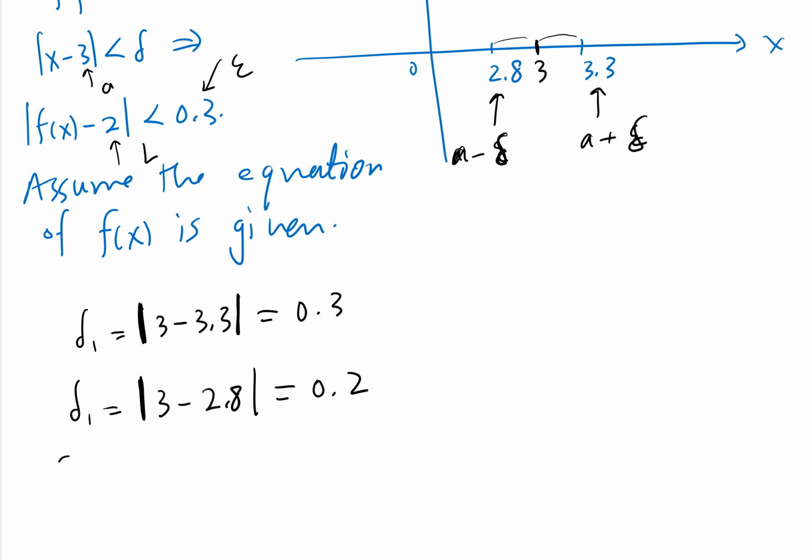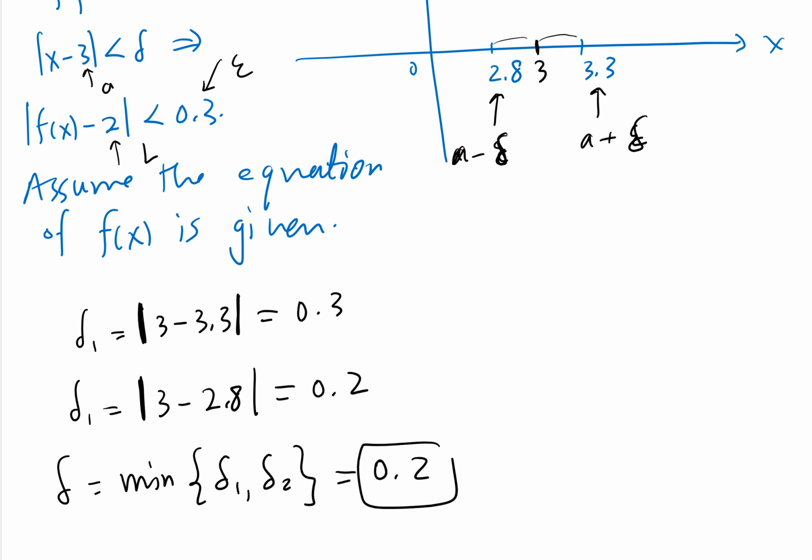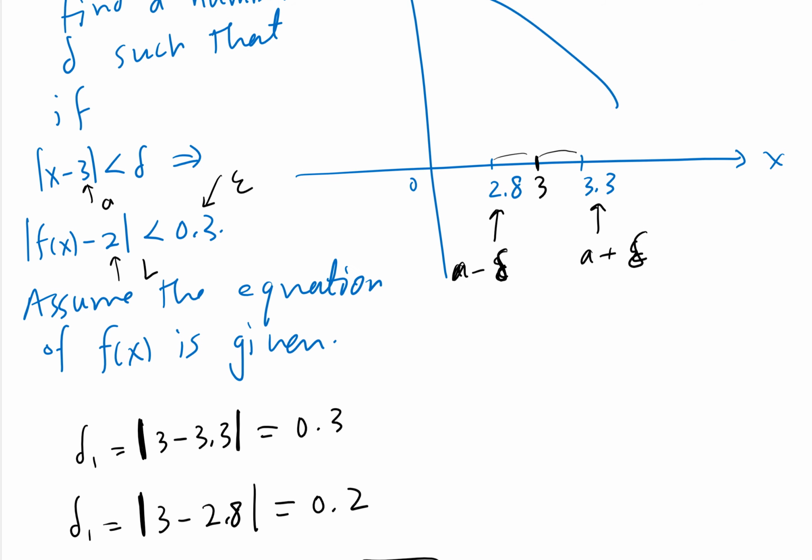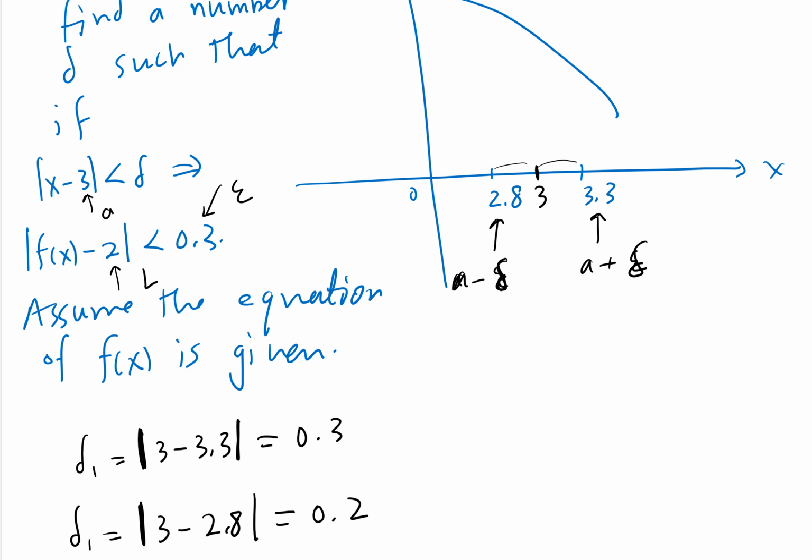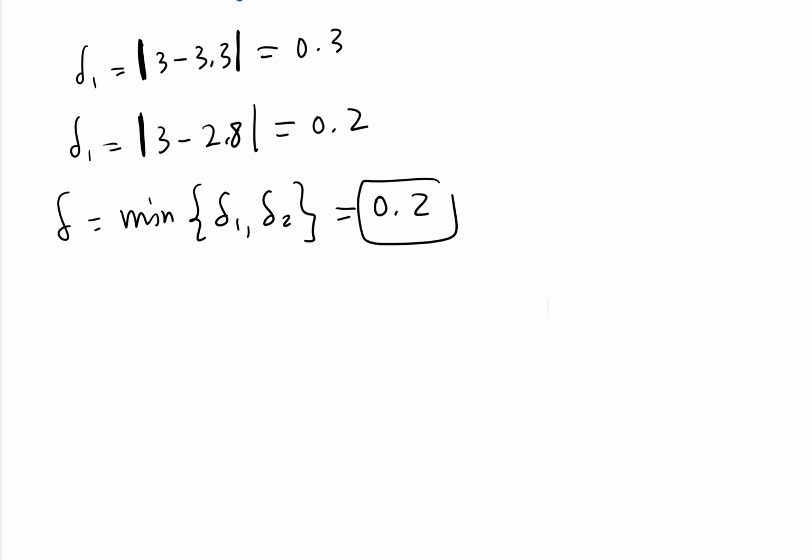Delta would be the smallest, the minimum of the two deltas, delta 1 and delta 2, which is 0.2. That's delta. That's what they ask us to find. So delta would be which one is smaller. The closer to A, the better. The smaller the delta, the better. Another example.